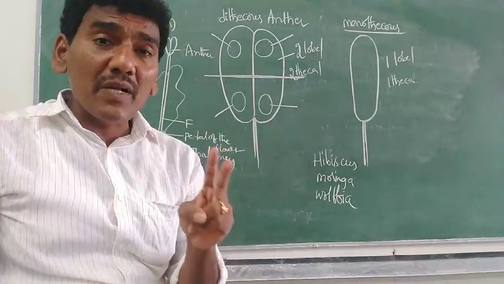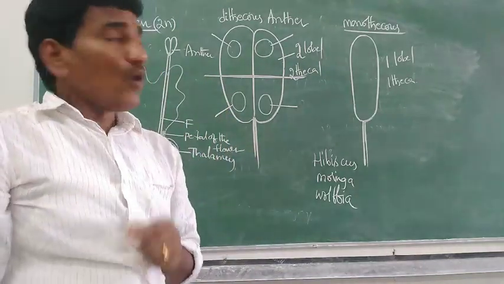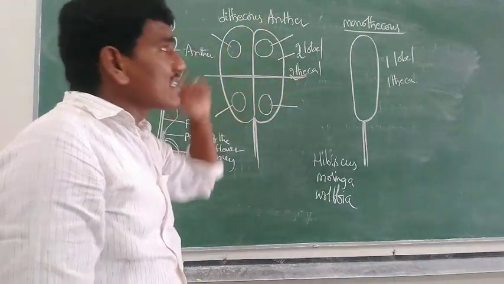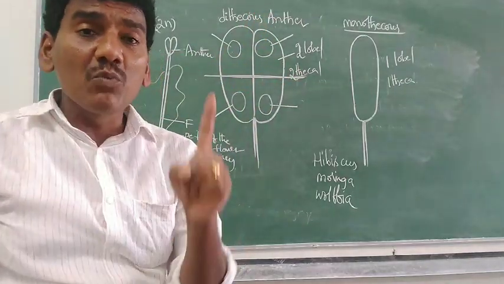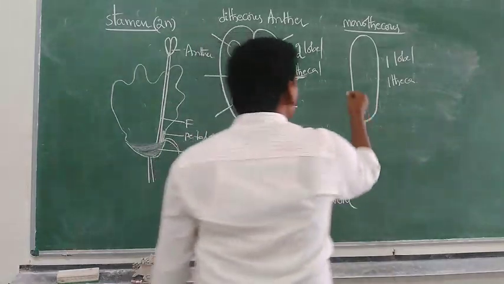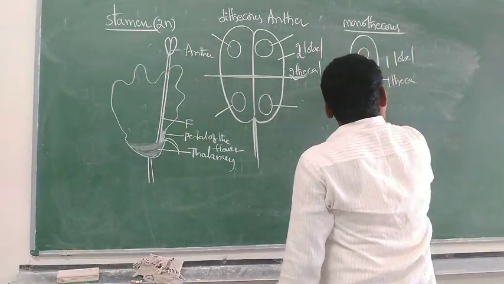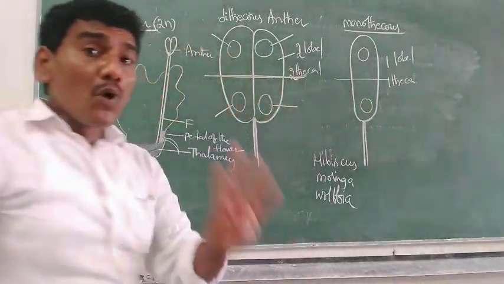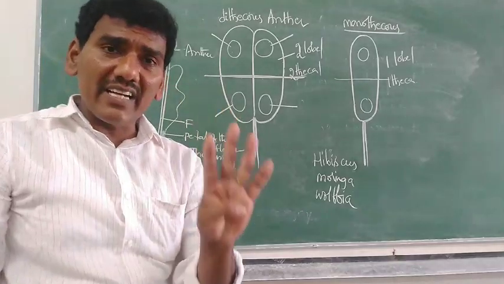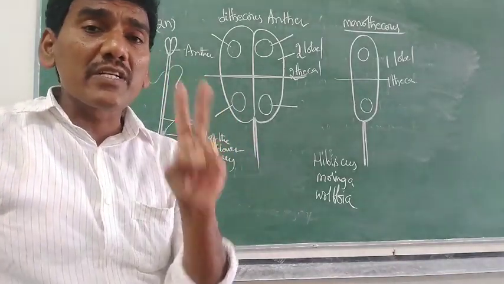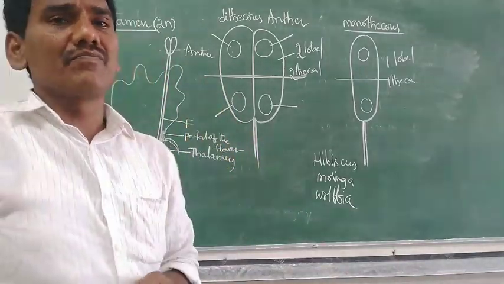Two thecae are present in a dithecous anther. One theca is present in a monothecous anther. One lobe is present in a monothecous anther. Four pollen sacs are present in a dithecous anther, and two pollen sacs are present in a monothecous anther.